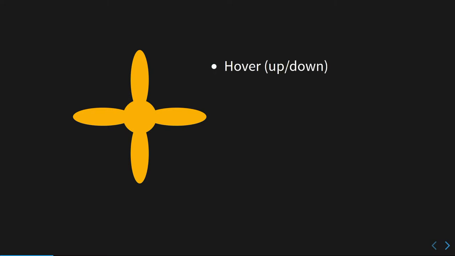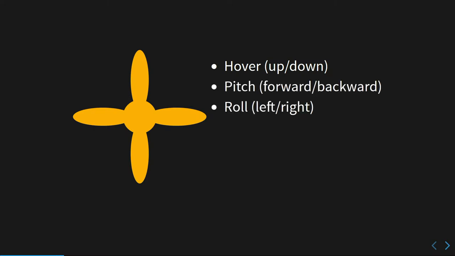In this video, we're just going to talk about how you can hover the quadcopter, how do you move forward and backward, and how do you move left and right, and rotating across the z-axis.